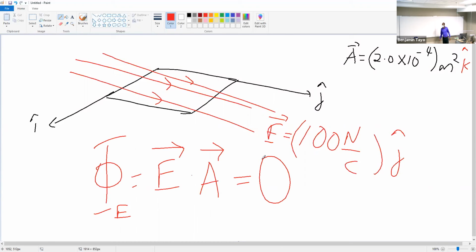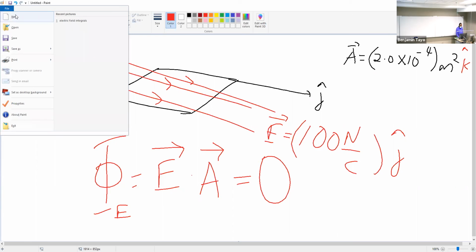Does that make sense? So what I want you to see is that when we talk about electric flux, I'm saying, are the electric field lines actually going through this area? In this case, it's not, because it's just going parallel. It's not really going inside this area here, so I don't get any electric flux. All right? Okay, so this is one example.